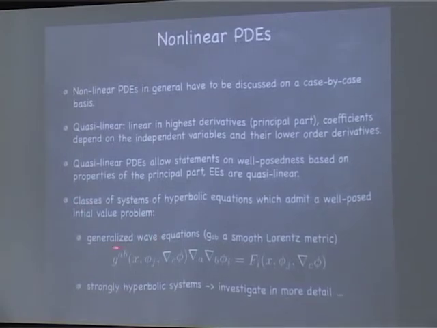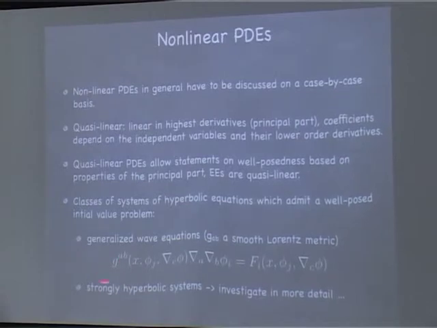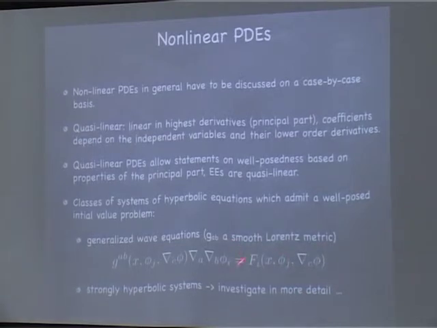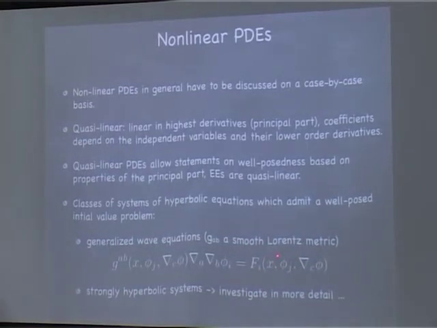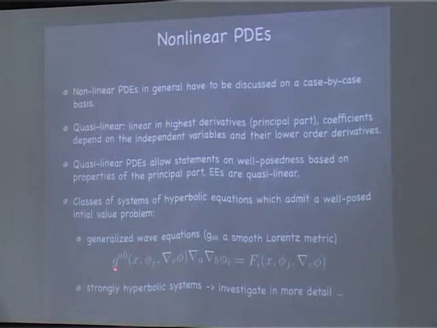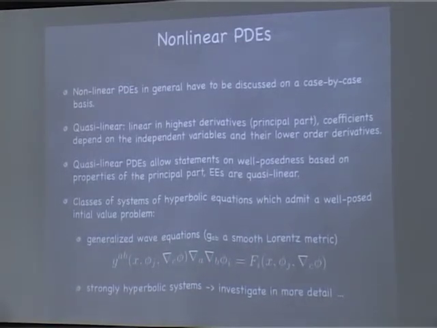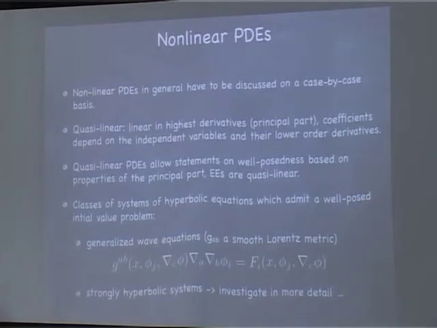Generalized wave equations have the form of the wave operator constructed from some Lorentzian metric g and some covariant derivative operator. On the right-hand side are some functions which depend on the coordinates, the field, and the first derivatives. And the metric itself may depend on the same objects: the coordinates and the first derivative of phi. But here we see that the principal part has second derivatives, and so the metric coefficients may depend on everything up to the first derivative, consistent with what we said earlier.